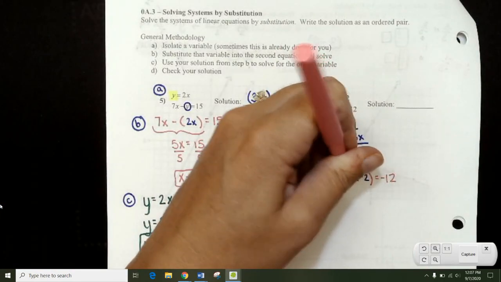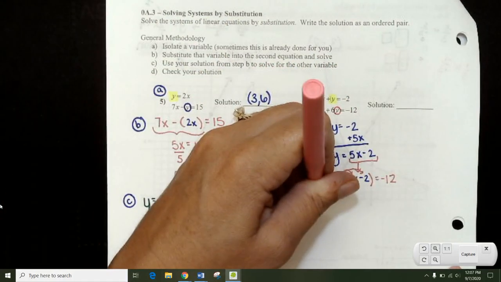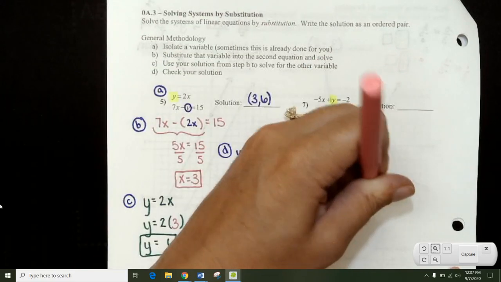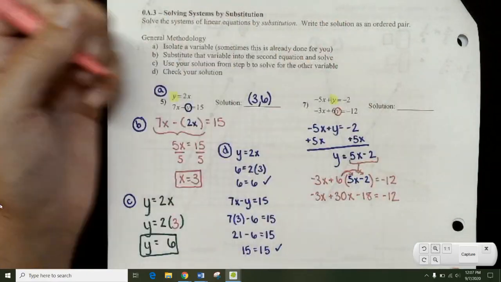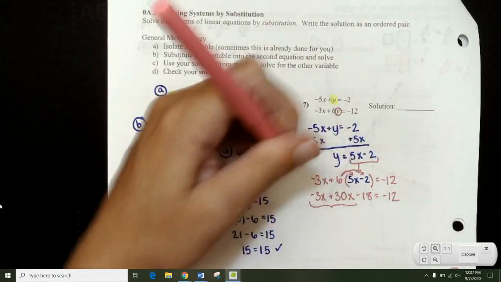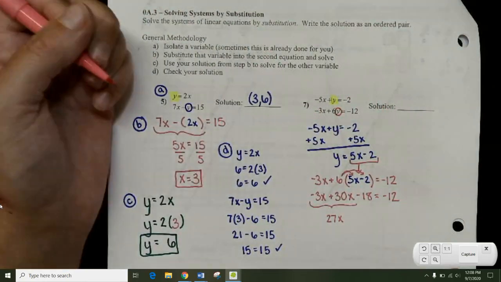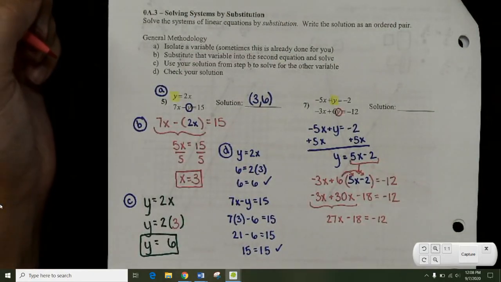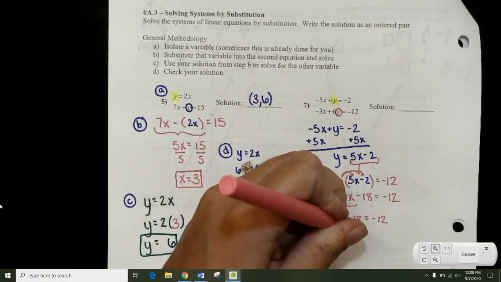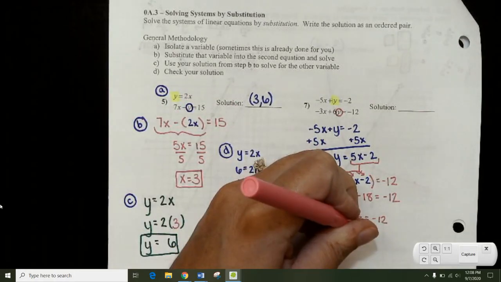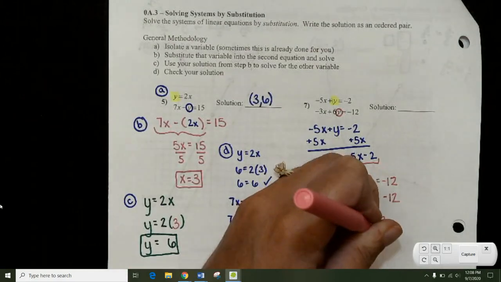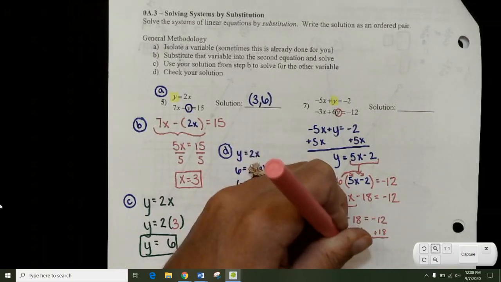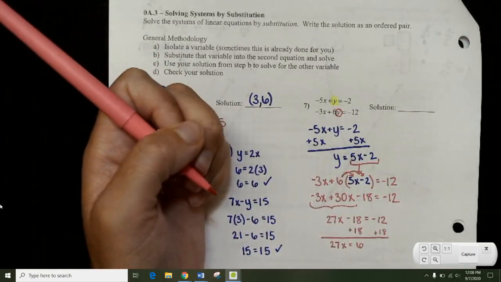First, I need to take care of these parentheses using distributive properties. So I have negative 3x plus 30x minus 18 equals negative 12. I can combine like terms here and say 27x minus 18 equals negative 12. If I add 18 to both sides, I get 27x equals 6.